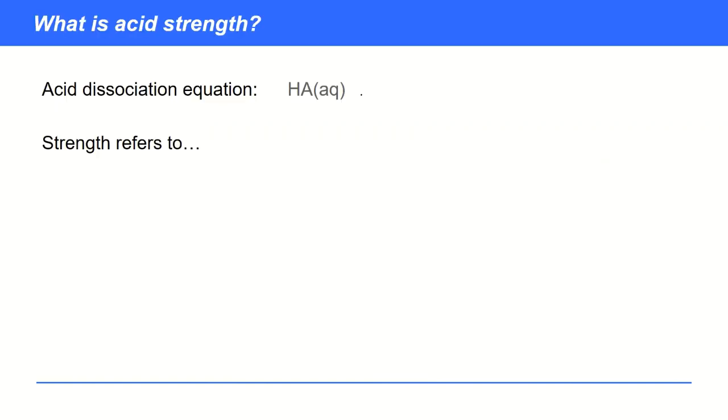So acids dissociate in water, and we've seen in the video on Bronsted-Lowry that that's because the water molecules themselves actually get involved and remove a proton from the acid molecule. We've seen that that reaction is reversible. This is going to produce the hydronium ion, H3O+, which is aqueous, and it's also going to produce the conjugate base of the acid, A-, which is also aqueous.